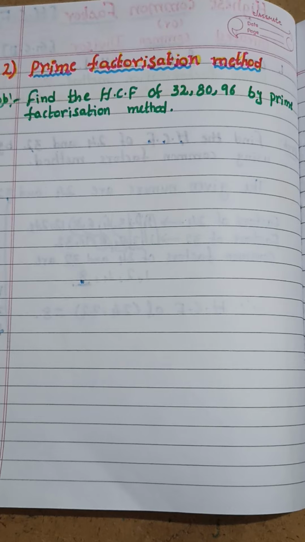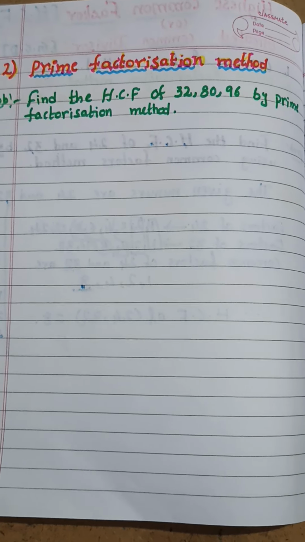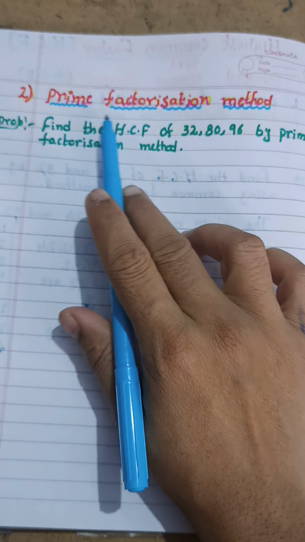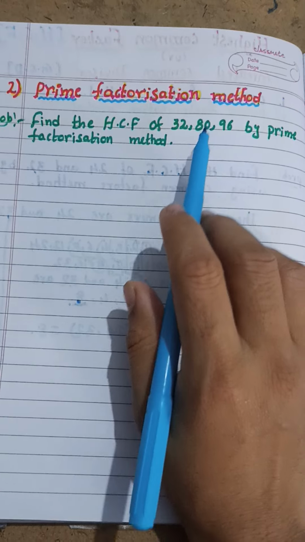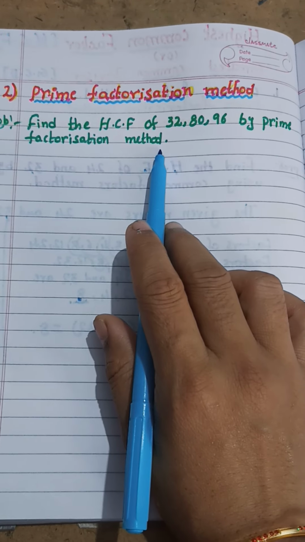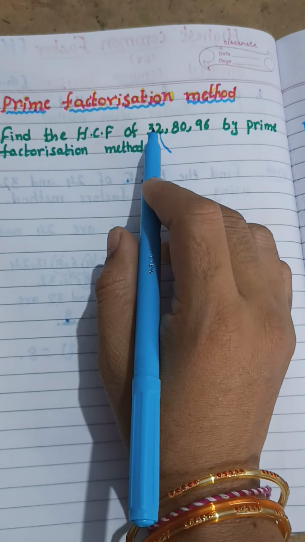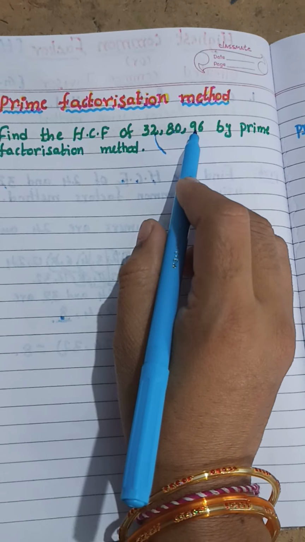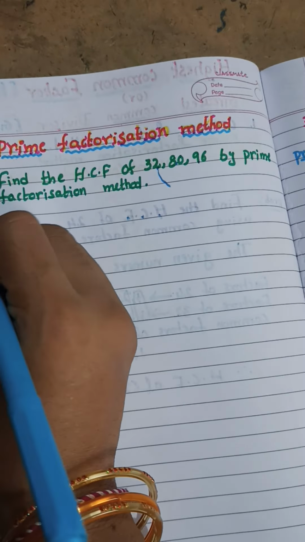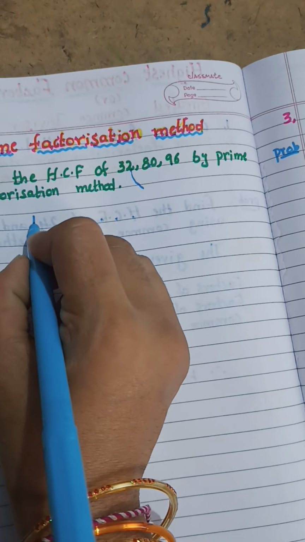In the previous video, we discussed the HCF of given numbers by using the common factors method. Today I am going to discuss the prime factorization method. To find the HCF of given numbers by the prime factorization method, first break each given number into its prime factors. The given numbers here are 32, 80 and 96.